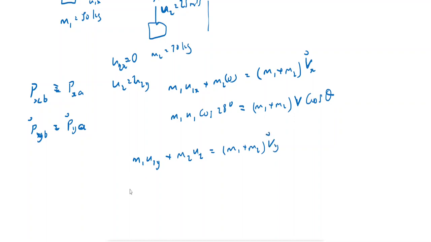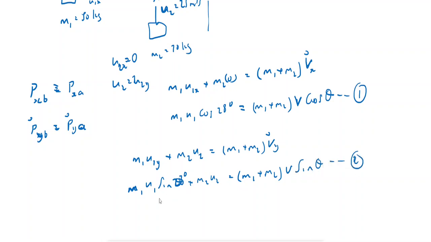All right, so let's now further break it down. I'm going to say this is equation one. If I break it down again, this is just going to be m1 u1 sine of theta plus m2 u2 sine of 28, not theta, sine of 28 degrees. Then this is going to be equal to (m1 plus m2) v sine of theta, because I don't know what theta is. All right, and I'm going to say this is equation number two.